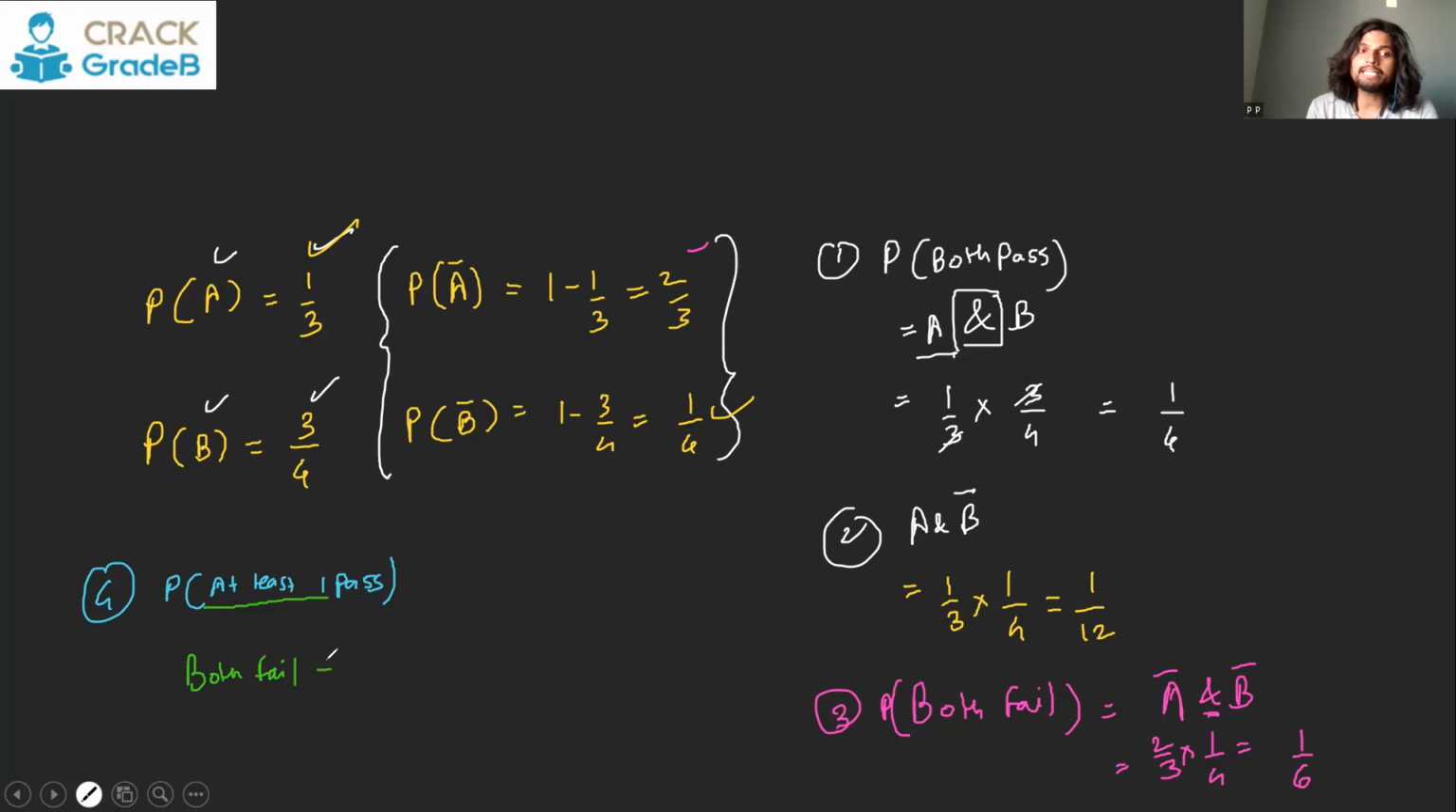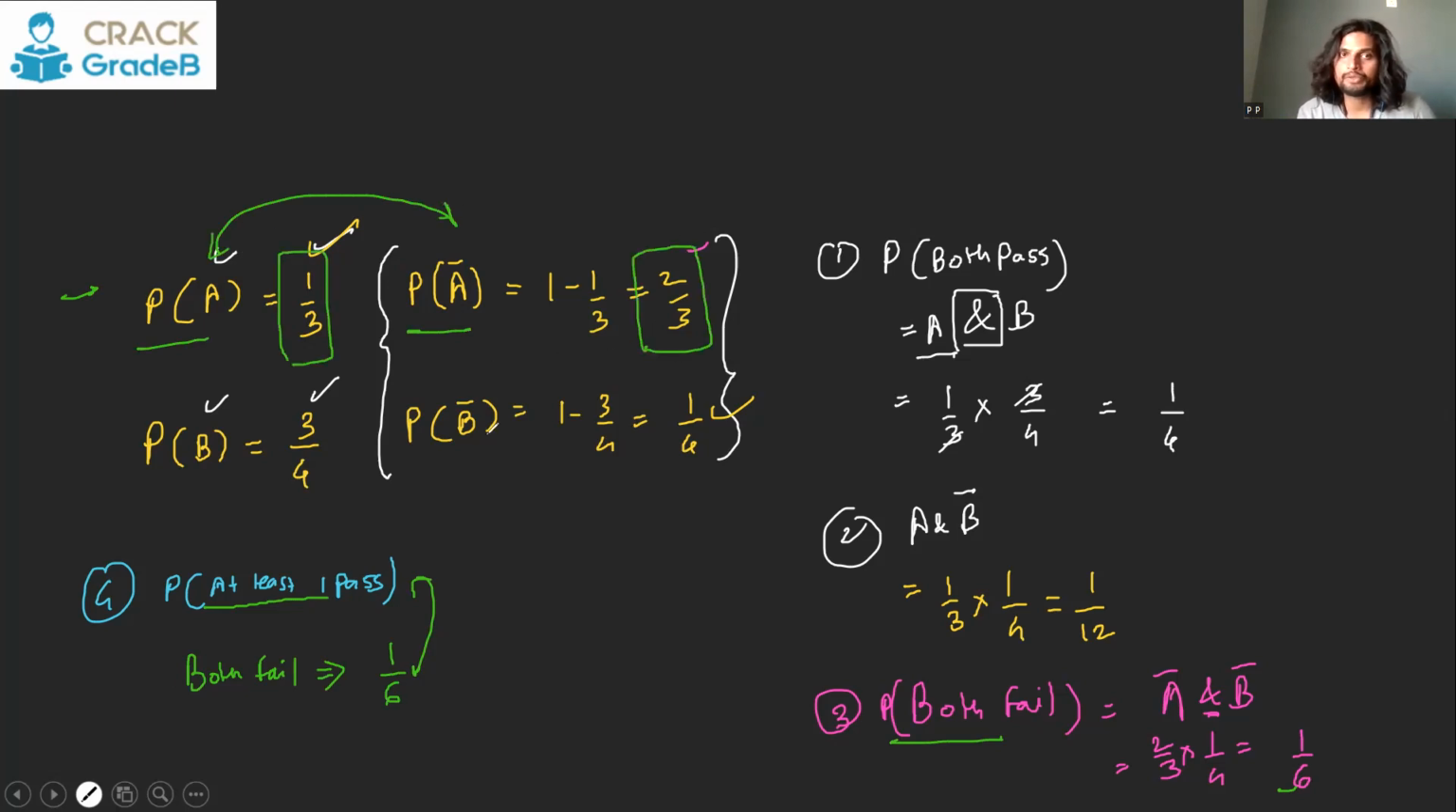So what is the probability that both fail? We already calculated that. It is 1 by 6. So 1 by 6 is the probability that both fail. So there are two possible outcomes. Either both will fail or at least one of them will pass. That means these two are complementary cases. So as I said, sum of probabilities of complementary cases is going to be 1. Like in this case, either A will pass or A will fail. They are called the complementary cases. So their sum of probabilities has to be 1.